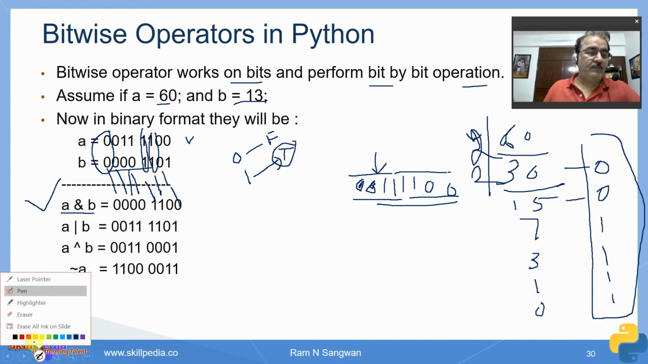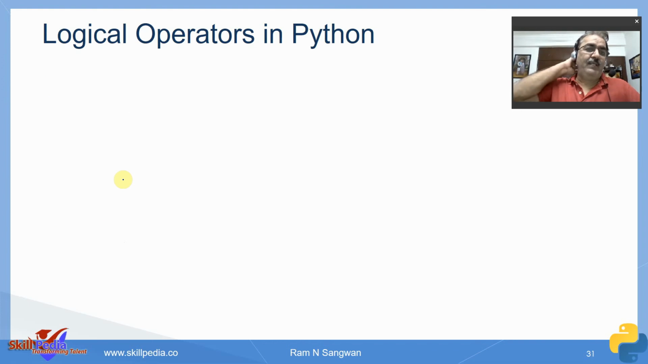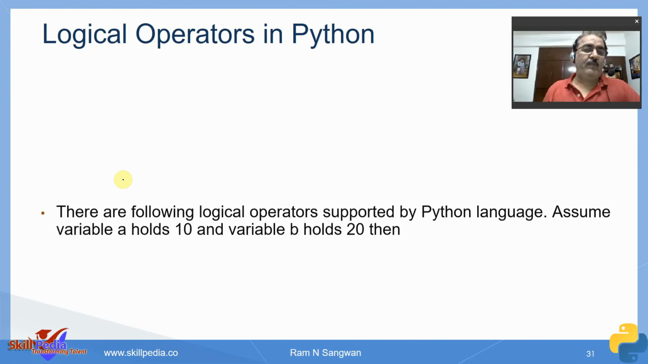Similarly, bitwise OR. Bitwise OR means either of the two has to be 1. So this will be 1, this will be 1, this will be 1, this will be 1, and this will be 1. So these are 1 and the last one is also 1. This caret symbol is exclusive OR. We call it XOR. If both are different, then that will be bitwise exclusive OR.